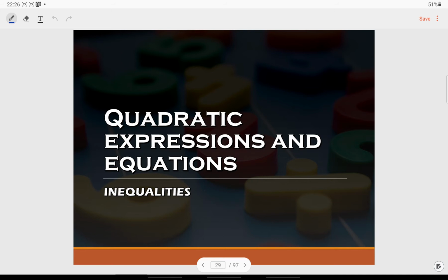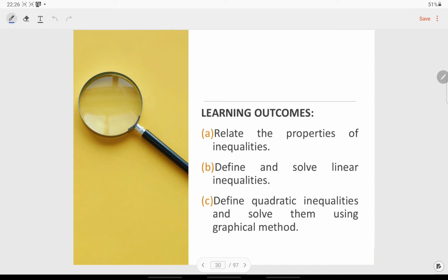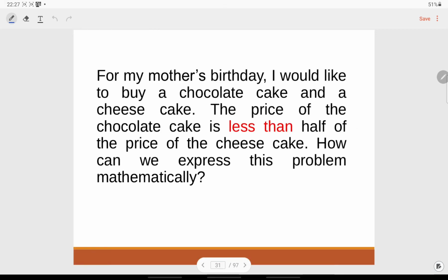Now we discuss the situation where the expressions are not equal. The left hand side is not equal to the right hand side. So that is what we call inequalities. Okay, the following are the learning outcomes. Now we consider the following situation.